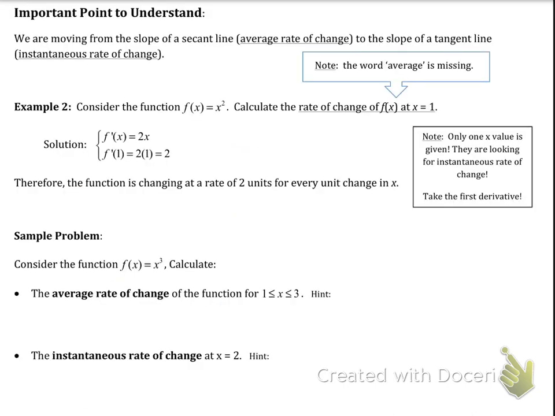So we are moving now from the slope of a secant line, which is the average rate of change, to the slope of the tangent line, which is our instantaneous rate of change. So if you look at example 2, consider the same function x squared. Calculate the rate of change of f of x at 1. So the first thing that I did in this problem is found the derivative of f of x, which we know is 2x, and then I plugged in 1 into the derivative to get a value of 2. So, in other words, the function is changing at a rate of 2 units for every unit change in x.